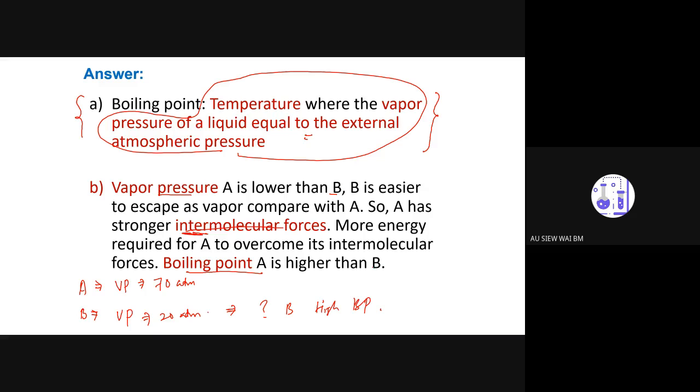Faham tak? You kena masukkan ayat ini kalau dia minta explanation mengapa B higher boiling point, you kena bagi tahu yang ini. Sebab intermolecular forces is stronger, that means they require more energy to overcome the intermolecular forces. So the temperature for the vapor pressure of B to equal the external atmospheric pressure mesti higher. That's why the boiling point is higher.